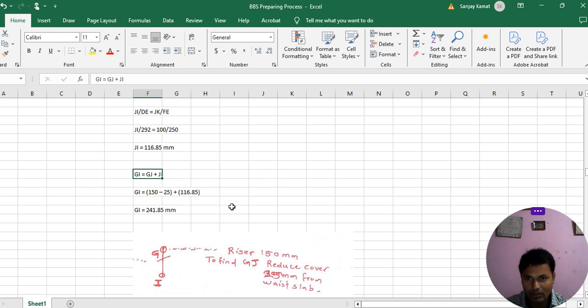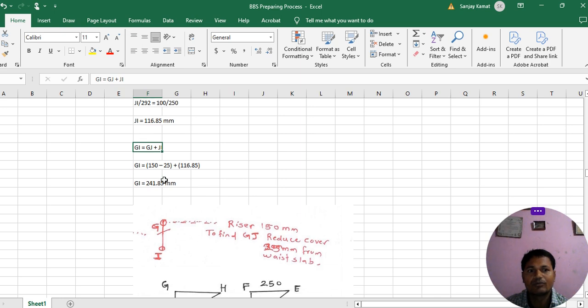So after solving this, see, once we get GJ plus JI, can't we do the addition? See, in between GJ and JI we have an addition sign. So now what can you do? You can do the addition. Okay, do addition. After doing the addition, what can you do?